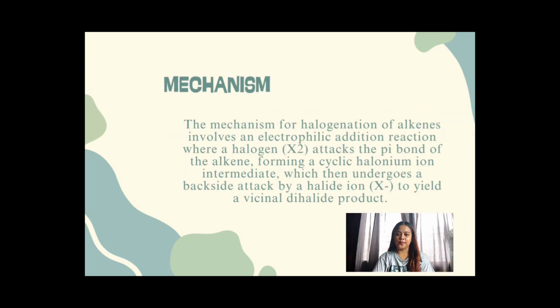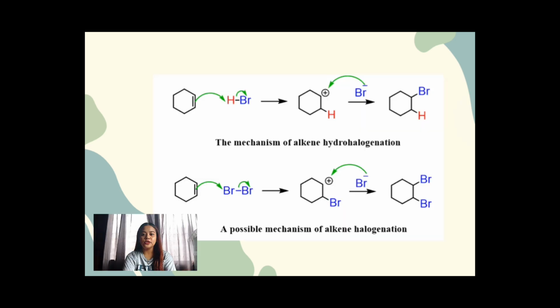So, mechanism. The mechanism for halogenation of alkenes involves an electrophilic addition reaction where a halogen attacks the pi bond of the alkene, forming a cyclic halonium ion intermediate which then undergoes a backside attack by a halide ion to yield a vicinal dihalide product.